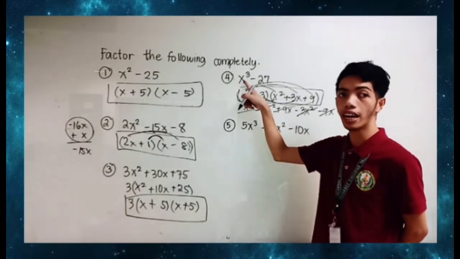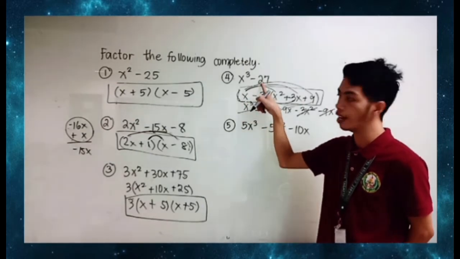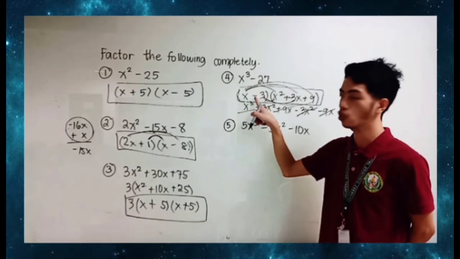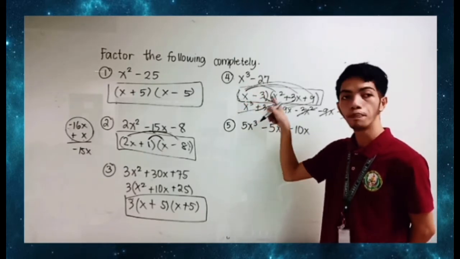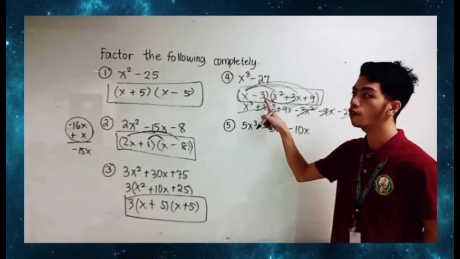Okay, anong ginawa dito? Kinuha ang cube root ng x cubed, ito, x. Kinuha ang cube root ng 27, that is 3. Anong operation na ginamit? Minus. Okay, dahil minus, so ito na ang inyong binomial. Okay, so x minus 3. Ito na yung first factor.